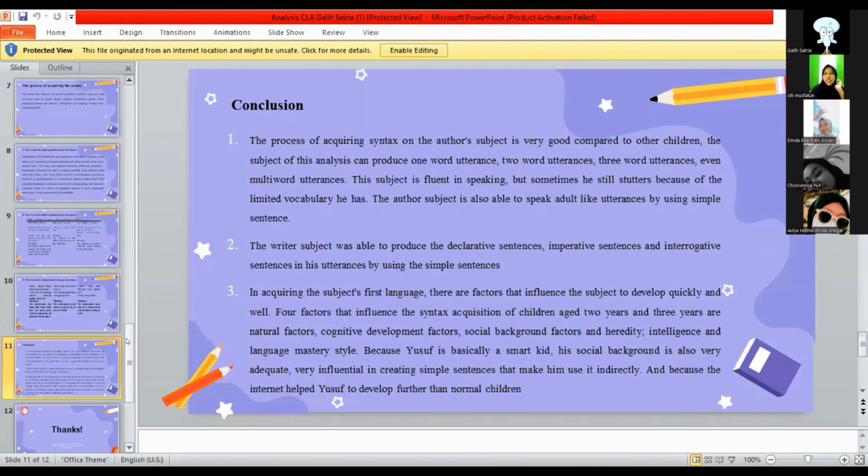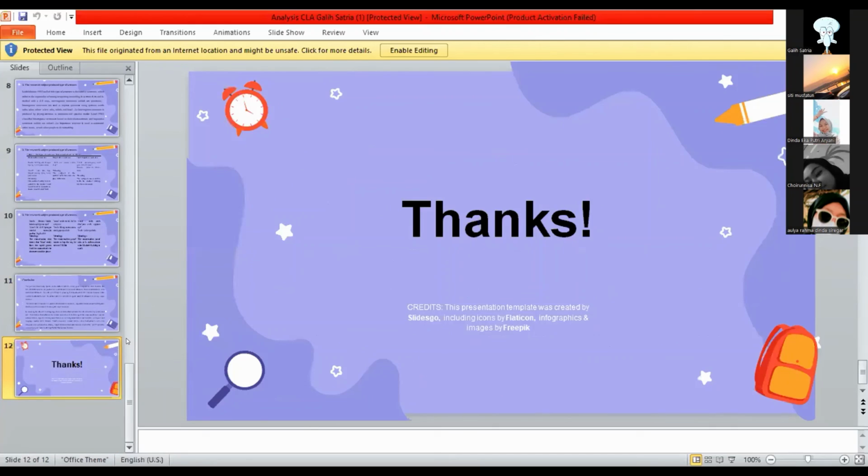Yes, please. Children in obtaining their first language are quite various. There are slow ones, moderate ones, and some even faster. So my question is, according to you, what factors need to happen? Thank you.